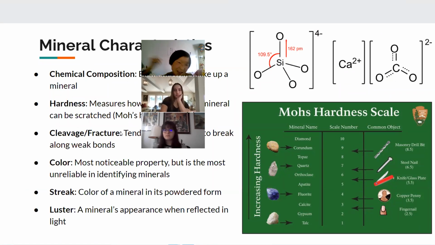And of course, they have different color. They have different streak. Basically, when you make them into mineral powder, they will show up in different color, okay? And different hardness, different luster. Okay, so that is all because they have different composition and structure.